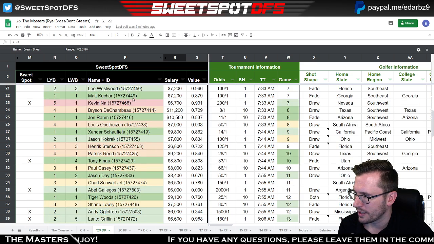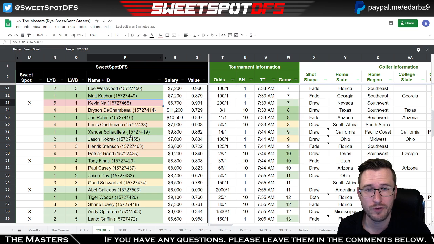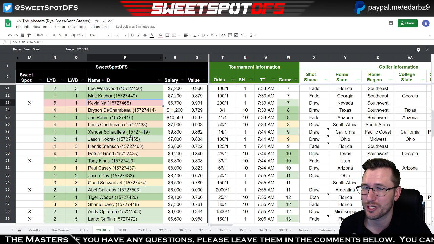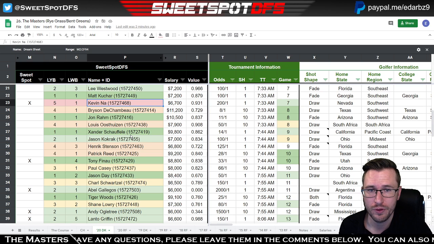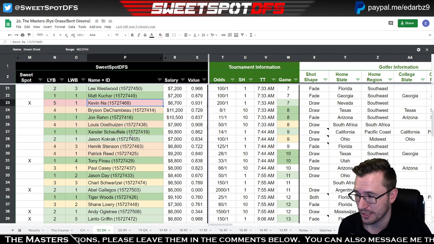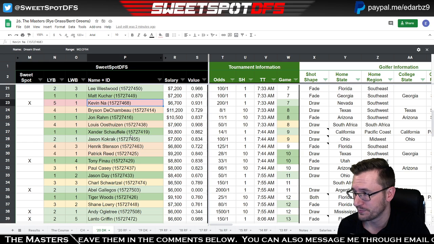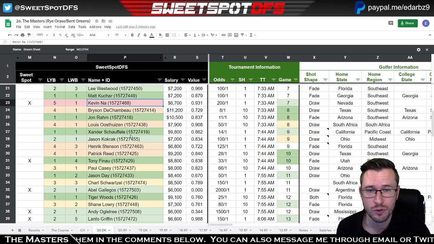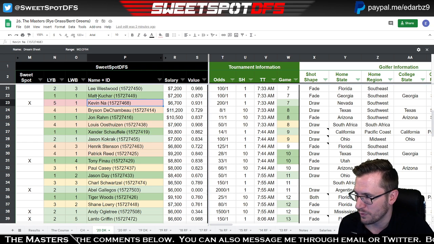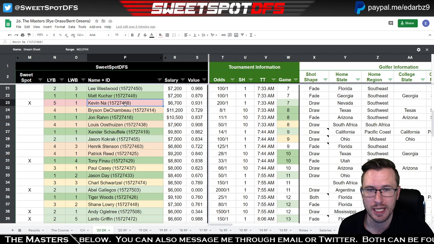Looks like Kevin Na is the only one in the group that has a scoring average below field average, and that actually includes both recent form and season long. He's playing with Matt Kuchar and Lee Westwood, so really that kind of boosts them up a little bit too. And if we were going to go the Matt Kuchar route, I think it wouldn't be a bad idea to slot in Kevin Na, where we ended up putting Shane Lowry.